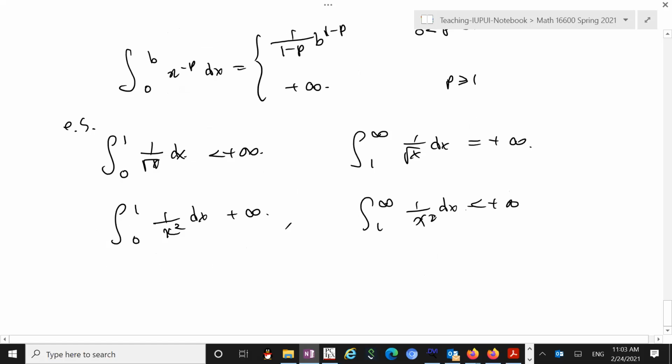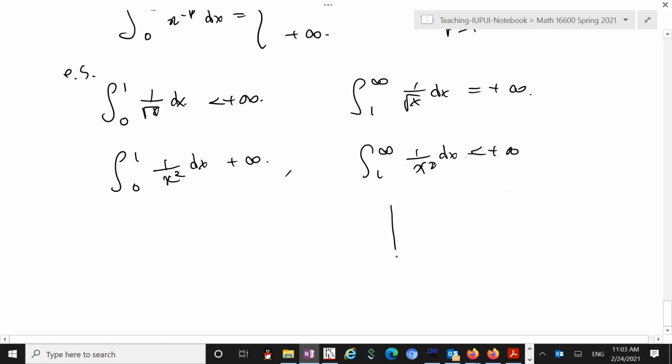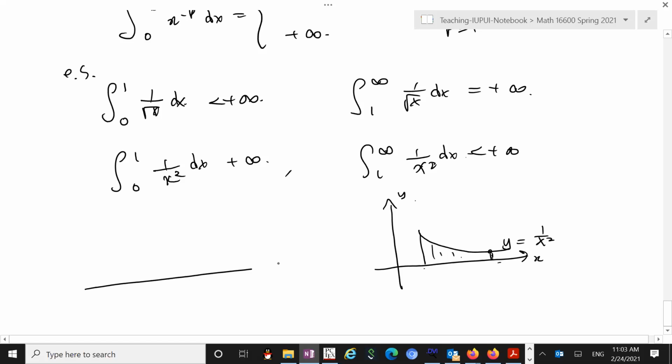Let's compare the picture, okay? Let's look at the case y equals 1 over x squared. So that means the gap from here to here is going to be 1 over x squared, you know? That's why it's finite, okay? But let's look at this other case.